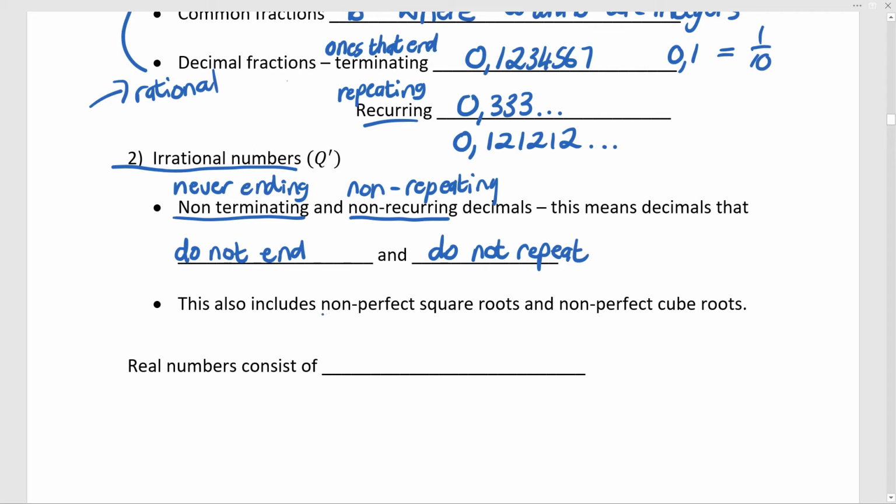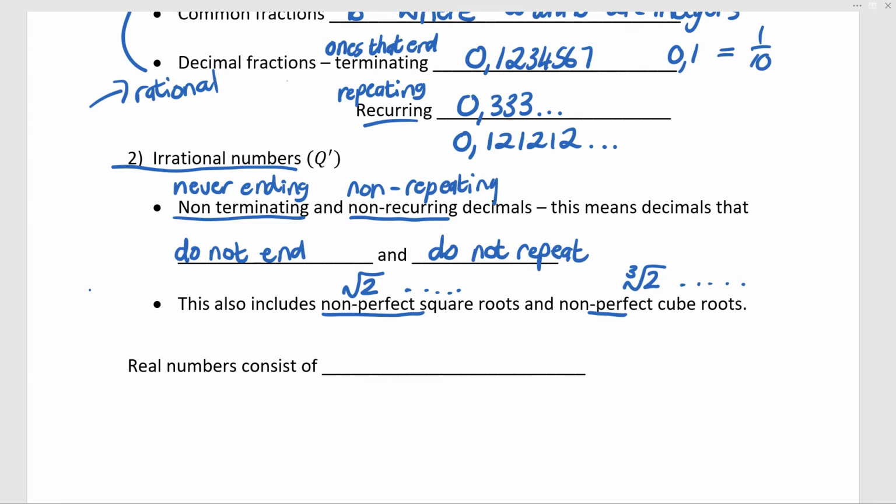Okay, so non-perfect square roots and non-perfect cube roots. So type this into your calculator now. I know that 2 is not a perfect square. I actually also know it's not a perfect cube. So type that into your calculator and you will get a number that goes on and on forever and does not repeat. So if you try to square root something that's not a perfect square, or if you try and cube root something that's not a perfect cube, and so on with all the different kinds of ways in which you can root numbers, you will always get an irrational answer.